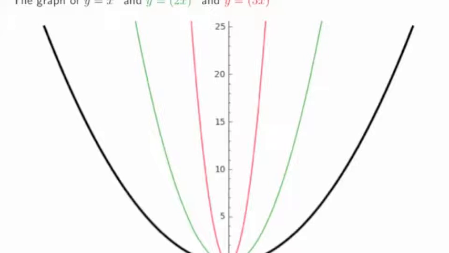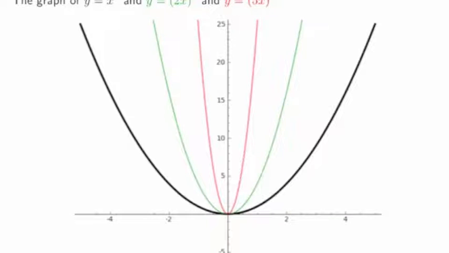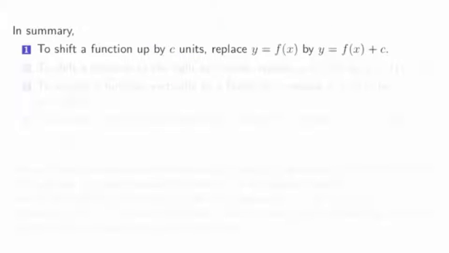And if y is the quantity f of 5x all squared, multiplying by 5 on the inside shrinks the horizontal direction by a factor of 5. So if we're multiplying on the inside by 2 or 5, we shrink along the x-axis.